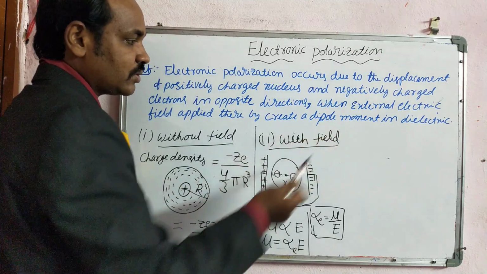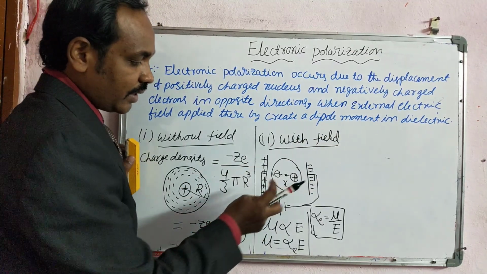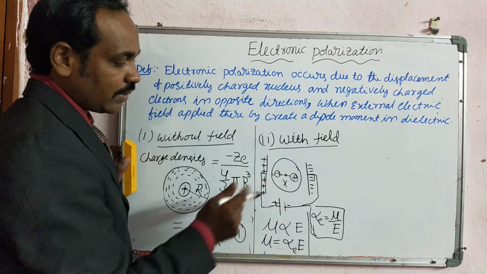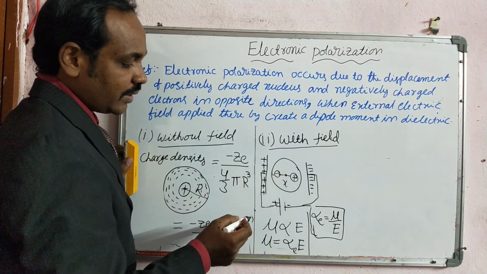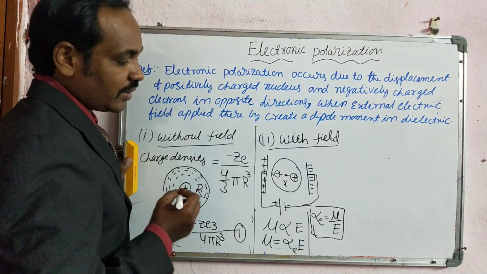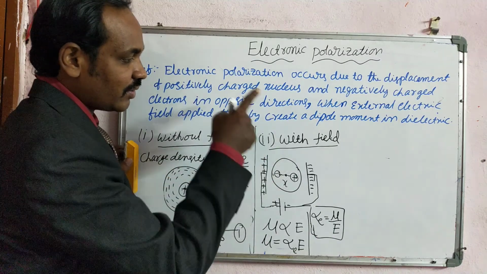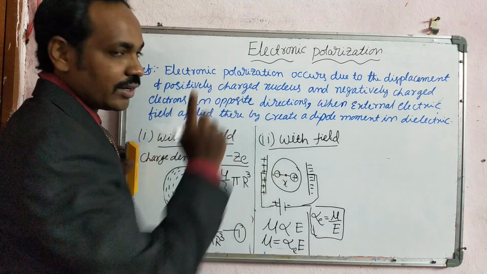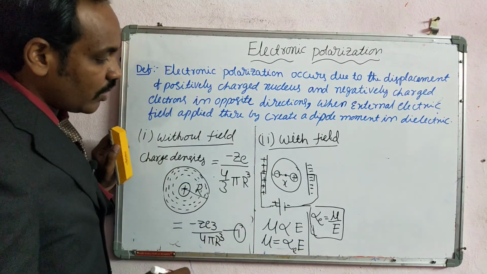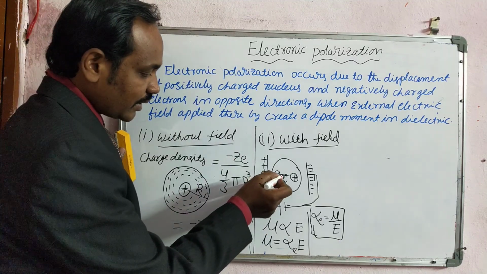Thereby dipole moment in dielectric, dipoles are created in this. Dipole moment occurs in this material, so that is called electronic polarization. From the figure, you have to write down the definition. Now, because of that, can I write it here?